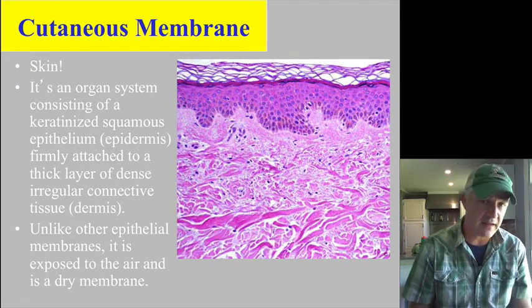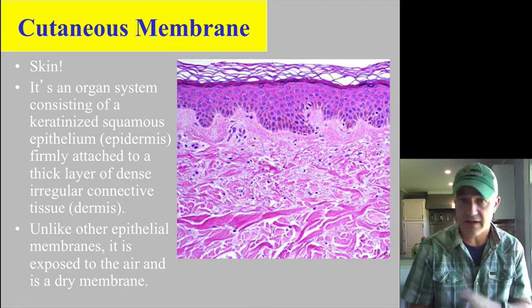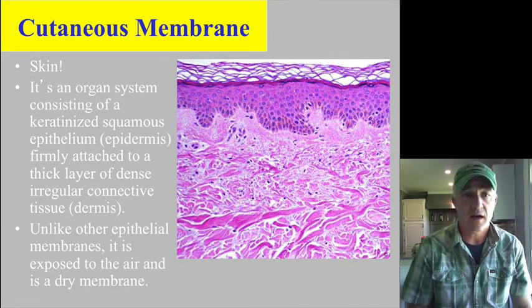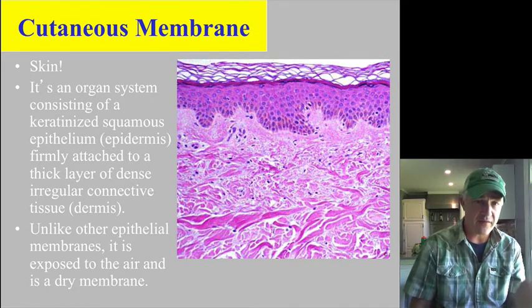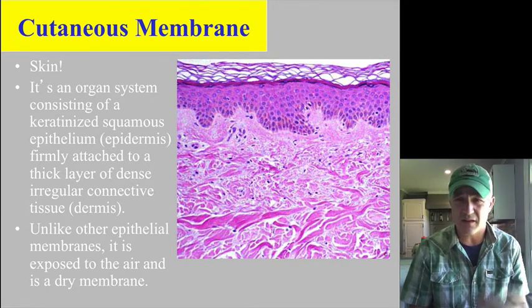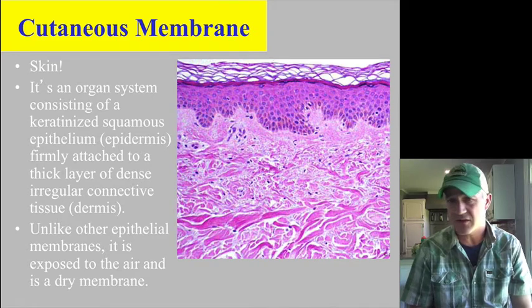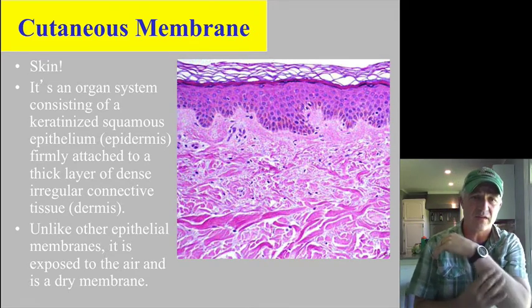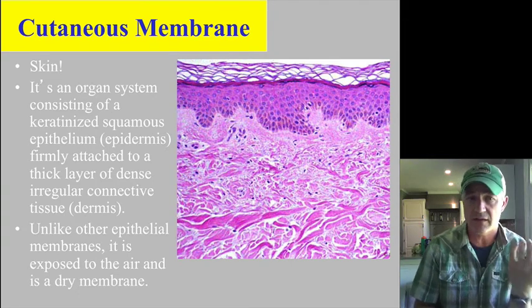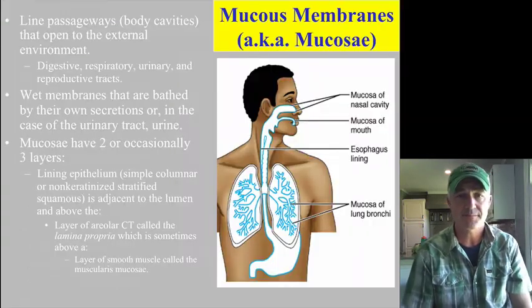Like I said, the skin is the cutaneous membrane. We'll get into this with the next chapter. Just know that it's stratified squamous epithelium. It does not have any secretions on it other than a little bit of oil and sweat, but not enough to consider it any type of mucousy or wet membrane. It's a very dry type of epithelium.